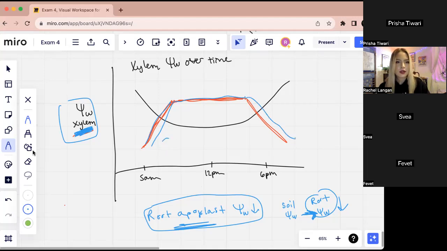So big picture to kind of remember what that looks like is the rate of transpiration and the root uptake. They almost look like mirror images of the xylem water potential. And then the root uptake is just a slightly delayed version of the transpiration rate. That can kind of help you remember it. Yeah, question.